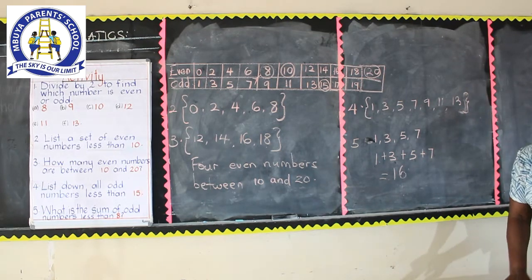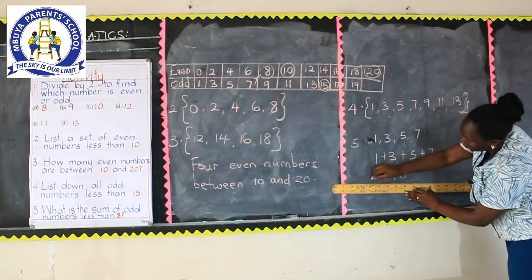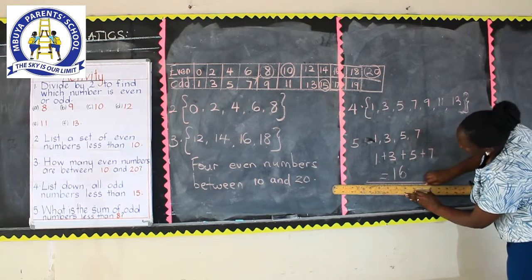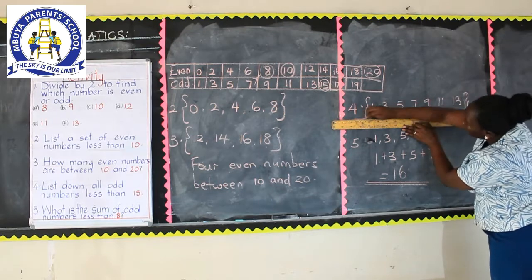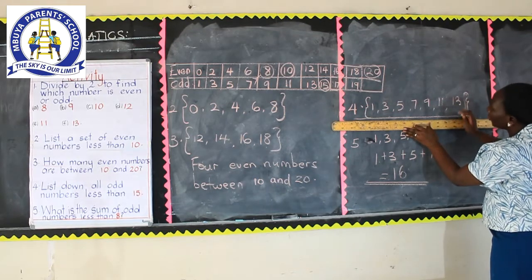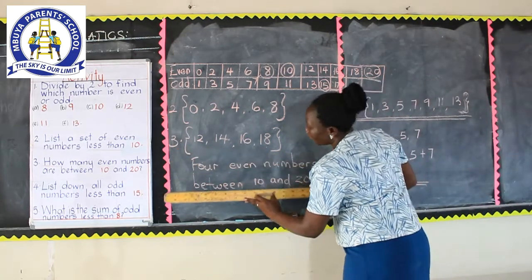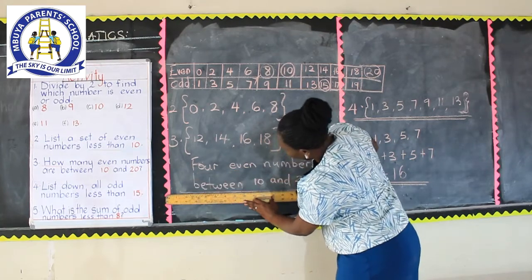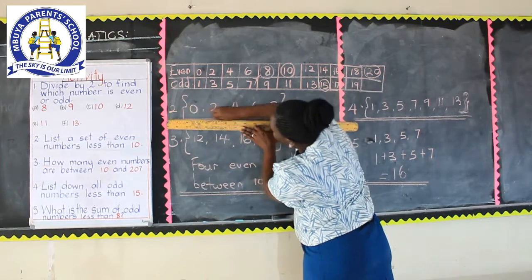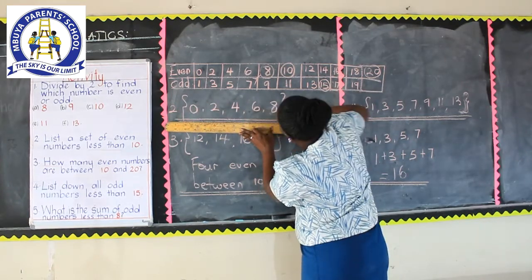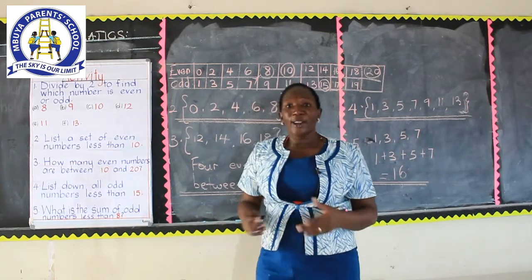Now, my dear friends, when you're done with writing your answers, always remember to underline. Make sure all your answers are underlined. This helps you or helps the teacher to know where your answer is. So that is it. So that makes us come to the end of our corrections.